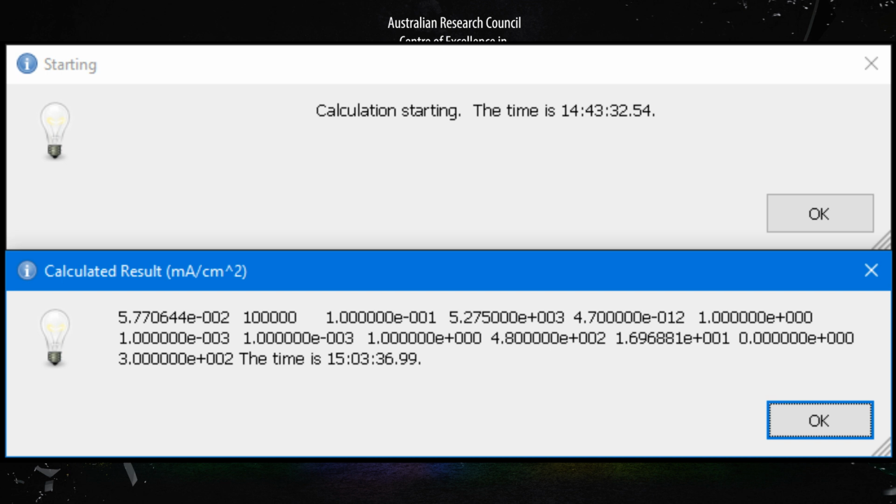You will get a pop-up message which tells you when the calculation started. After some time, you will get another pop-up message which shows you the result. The first number in the result is the figure of merit of your fusion system. That is a current per unit area. The other numbers that you will see are just a repeat of the input that you gave at the start. The units of the figure of merit are milliamps per square centimeter, and in the example, that's 5.7 times 10 to the minus 2 milliamps per square centimeter.